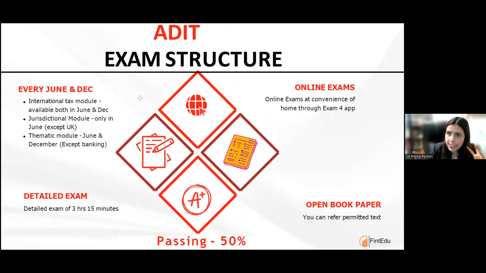Now, how the examination functions for ADIT. The examinations are online exams. As I said, it's a 100-mark paper, the full-fledged paper. The exams happen every June and December. The international tax module is available in both June and December. However, for the jurisdiction module, the jurisdictions are only available in June except UK. So if you're opting for the UK paper, you can take it even in December. Other than that, jurisdiction modules are only available in June.